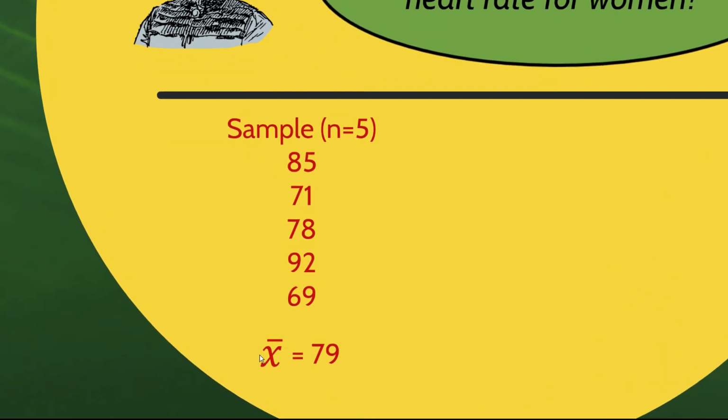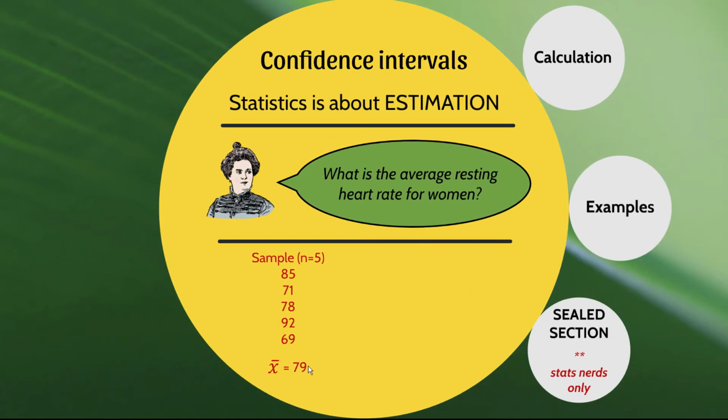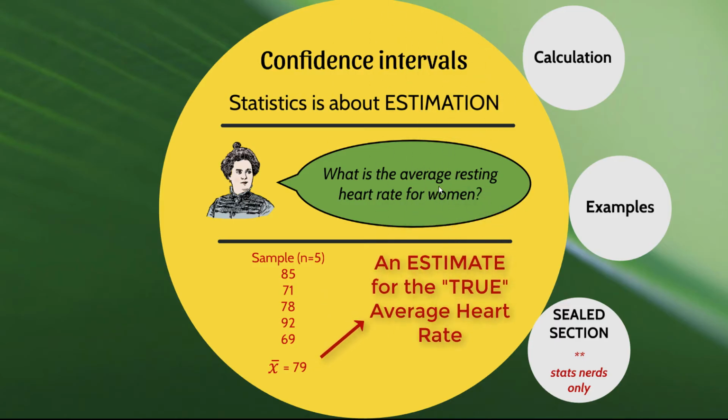Now the symbol x bar is often used for the sample mean, but appreciate that if we took another sample, we might get 5 completely different values. Now these would be beats per minute, just by the way. And of course then we'd get a different sample mean. So it's not as if this sample mean is the end of the story, right? And realistically, this is an estimate for the true average heart rate for women. And when I say true, I'm talking about what we might call the population mean or the population average.